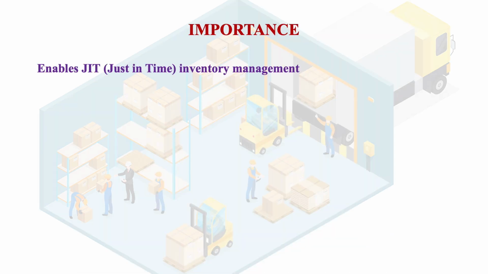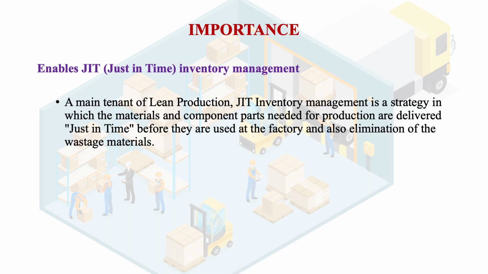It enables JIT inventory management. JIT means just in time. It means the inventory, when it is required, will be available on the production floor. This technique was designed by a Japanese industrial engineer for Toyota Car Manufacturing, so that he reduced the cost of inventory, and whenever we need the inventory, it is available on the production floor. A main tenet of lean production, JIT inventory management is a strategy in which the materials and component parts needed for production are delivered just in time, when needed, before they are used in the factory.